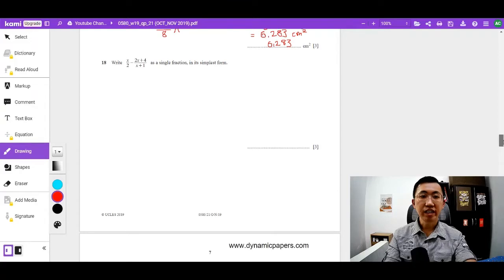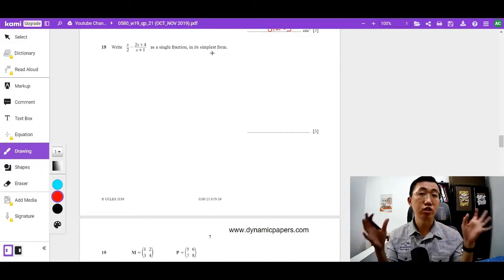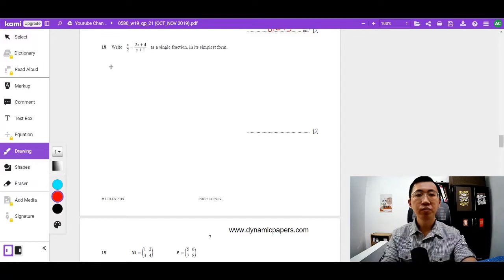Okay, let's look at 18. Write x over 2 minus (2x plus 4) over (x plus 1) as a single fraction in its simplest form. So usually what you need to do is to make the denominator same. So first step, you copy the question first, doesn't matter. Right, so we are going to copy. Okay, so I'm going to use a different color. You're going to make the denominator same.